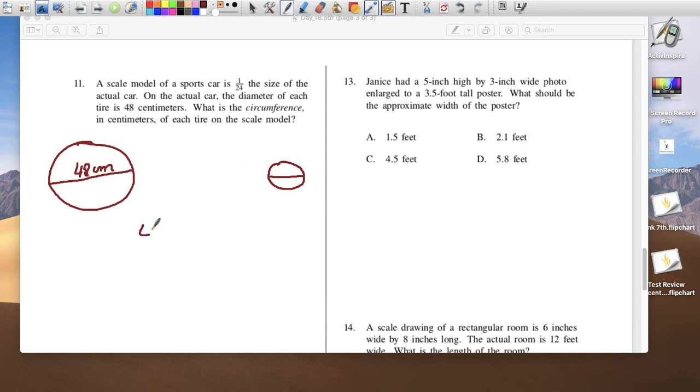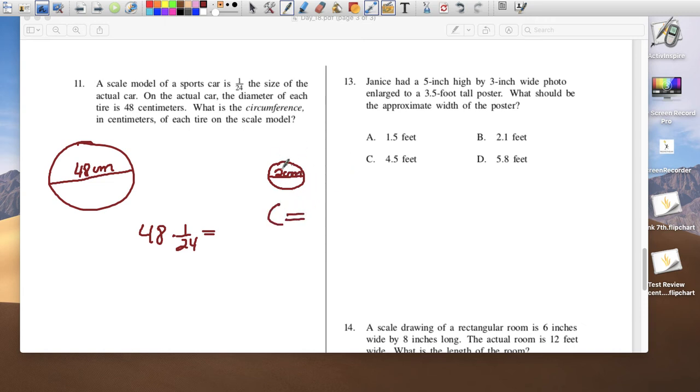So we're going to take 48 and multiply by 1/24, and you're going to get that on the model it's going to be 2. So this actually on the toy car, the diameter is 2 centimeters. So now can you find the circumference of the toy car?